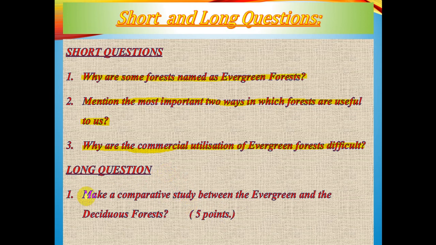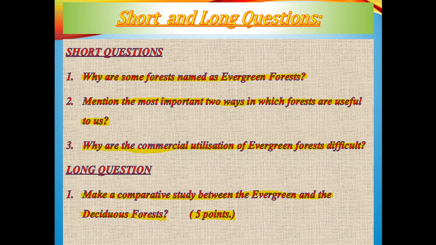Now the last question, that is a long question. Make a comparative study between a generalized evergreen and generalized deciduous forest. No need to split up tropical, temperate, evergreen and deciduous. It is generalized evergreen forest and generalized deciduous forest. And you have to mention 5 points by given 5 criteria or 5 bases. So what will be your 5 bases or criteria?